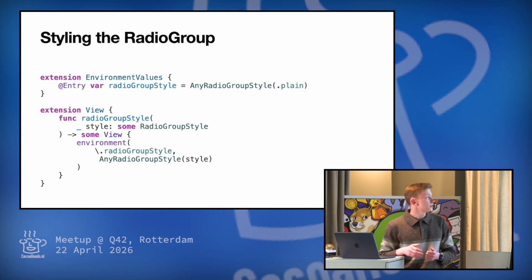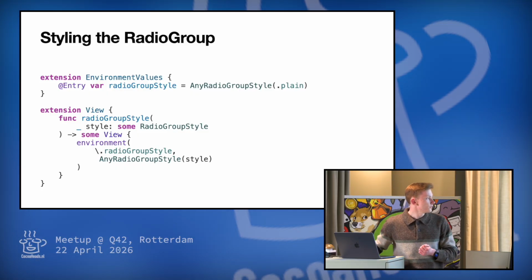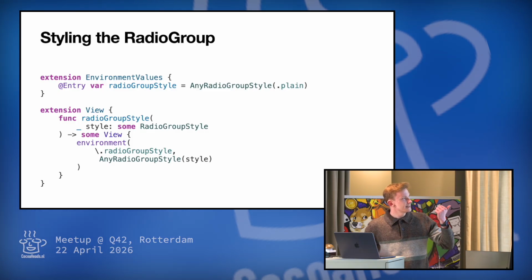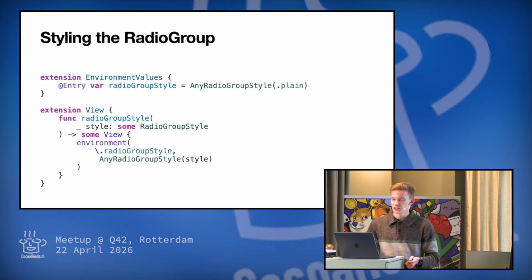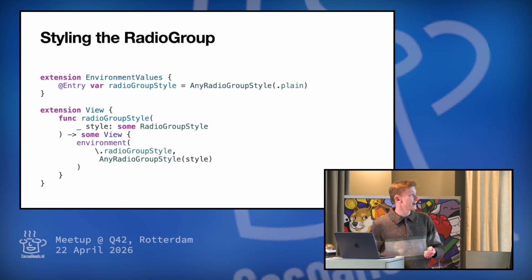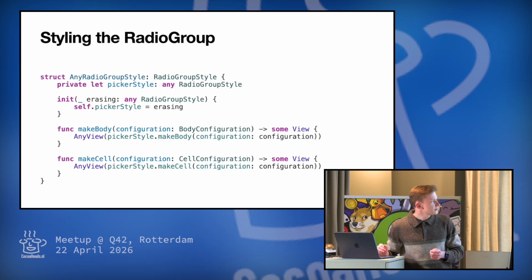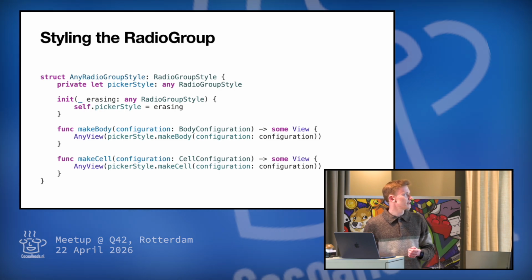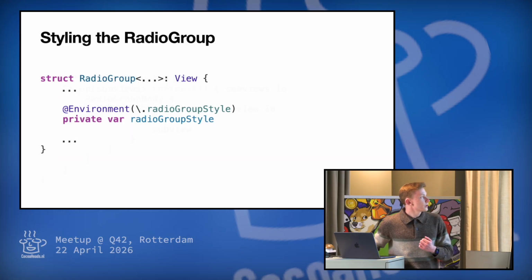Now let's look at how this will be used in the radio group. I'm going to add a radio group style environment value. I'm using here the new entry macro, which is quite nice. It removes a lot of boilerplate, and I'm adding a helper method on view. Now you'll notice I need to type erase the radio group style in order to be able to have multiple different kinds of styles. And that looks something like this. It's basically just wrapping the produced views in AnyViews. I'm going to add this to the radio group.